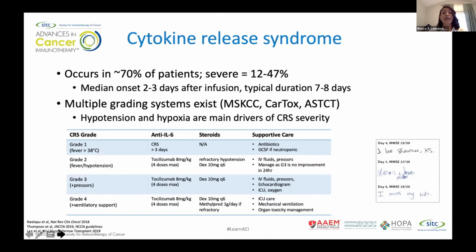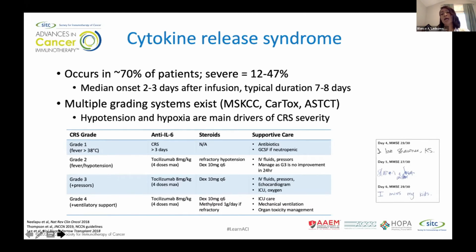Once a patient is a grade 3, of course, the patient is in the ICU, continuing with the pressors and the IV fluids, having an echocardiogram, continuing with the dexamethasone every 6 hours, and the tocilizumab at 8 milligrams per kilo. And if a patient is at a grade 4, they're in the ICU, on mechanical ventilation, with multi-organ toxicity management, continuing with the dexamethasone and the tocilizumab.